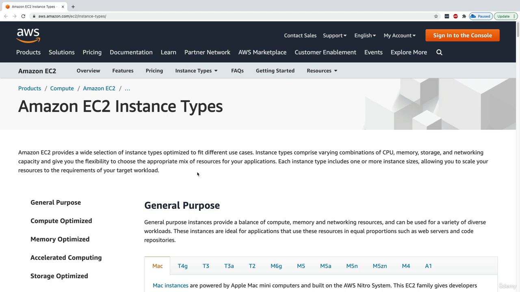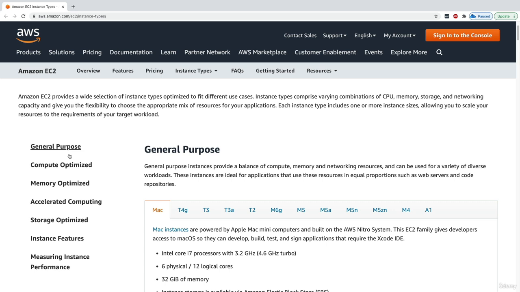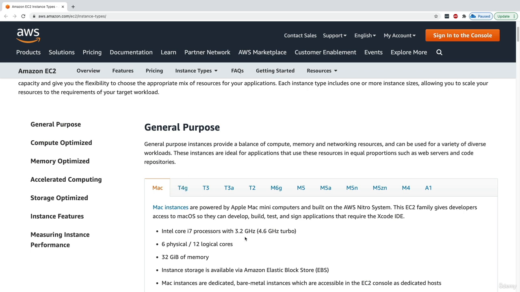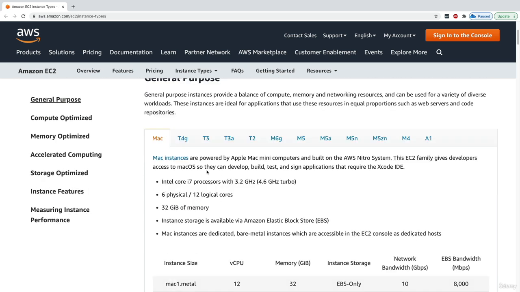As we can see, we have different types of instances. We have general purpose, compute optimized, memory optimized, and so on. And for each type of instance, we have different families. This website is going to be the reference for us to look at EC2 instance types and know their cost and their specificity. What I'm going to do, though, is just walk you through a high-level overview of how they work in AWS.